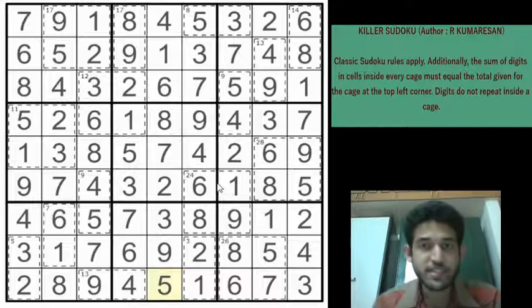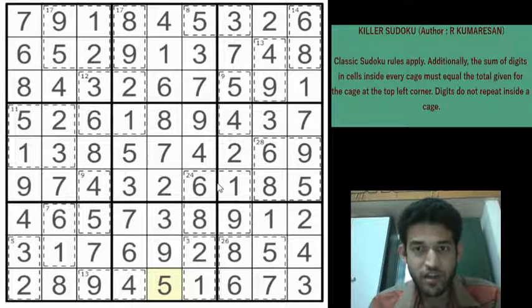So when you know for certain some of the digits go inside the cages, definitely it helps a lot in your solve. Hope you guys enjoyed watching me solve this difficult Sudoku.